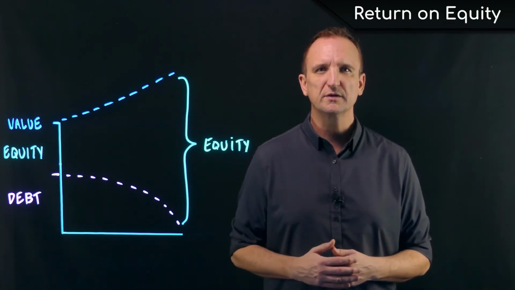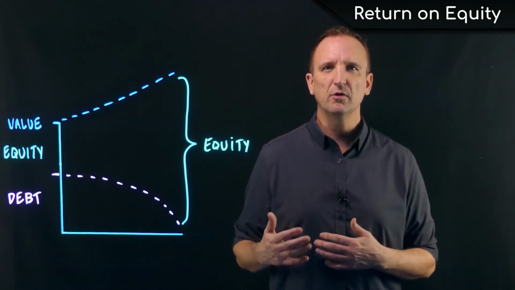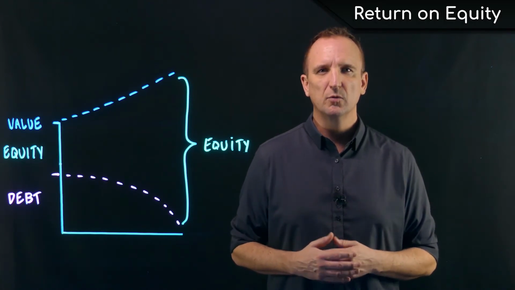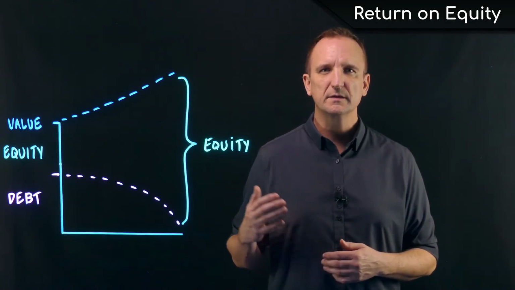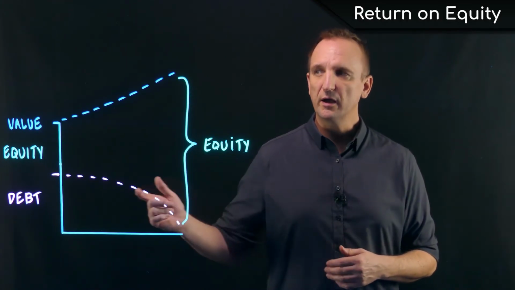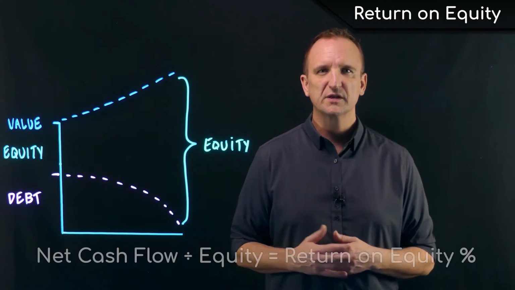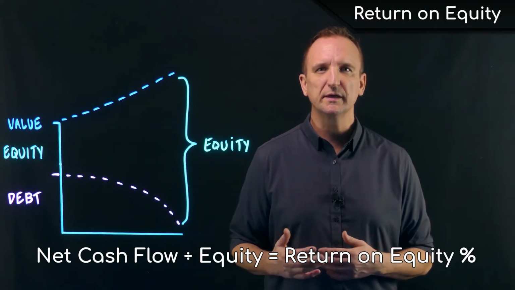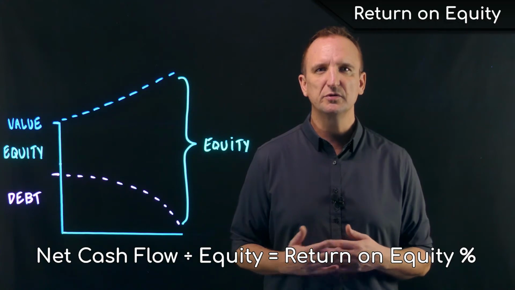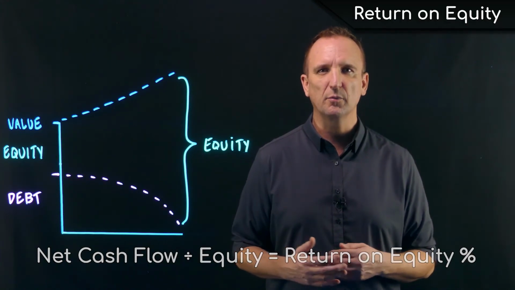Return on equity is one of the metrics that investors use to see how their money is working for them. Return on equity is the net cash flow divided by the amount of equity after accounting for appreciation and principal reduction. To calculate return on equity, simply take the annual net cash flow to the investor divided by the amount of equity in the property.